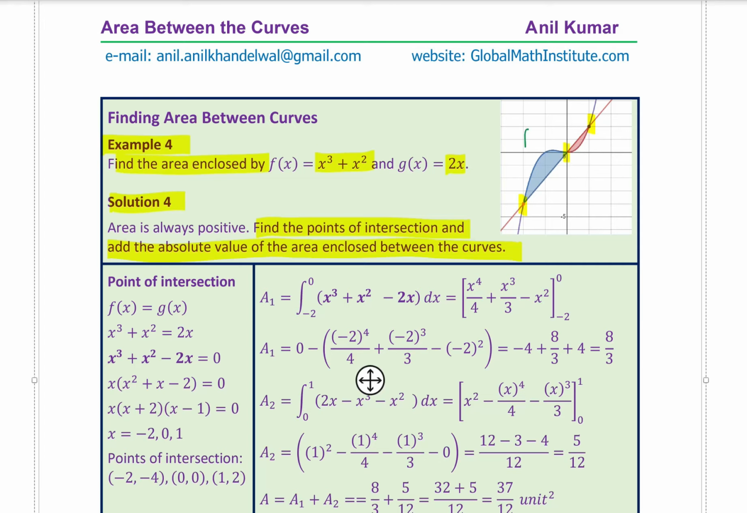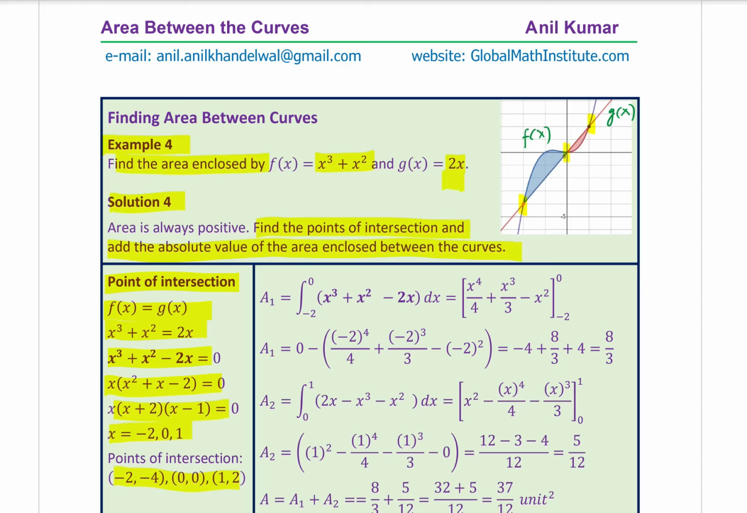Okay, so we have two functions here, the f of x, the cubic function, and then we have this g of x, which is a straight line. So as you can see, the first step is to find the points of intersection. The point of intersection is when f of x is equal to g of x. So you can equate and bring the terms to the same side, taking x as a common factor. Factoring the quadratic part, we get the x values as minus 2, 0, and 1. Substituting that into the simpler function, g of x equals 2x, we get the points of intersection, which are (minus 2, minus 4), (0, 0), and (1, 2).